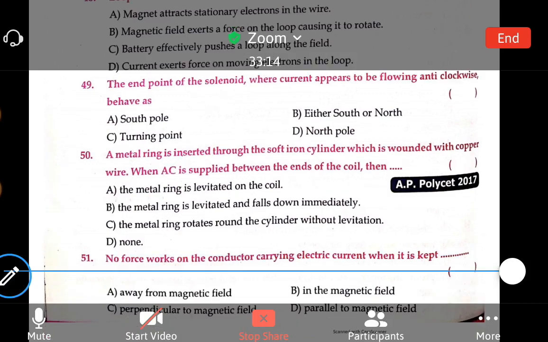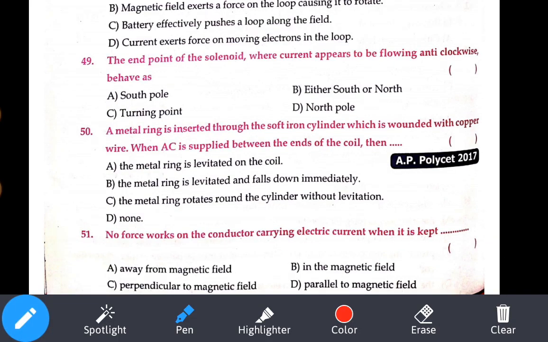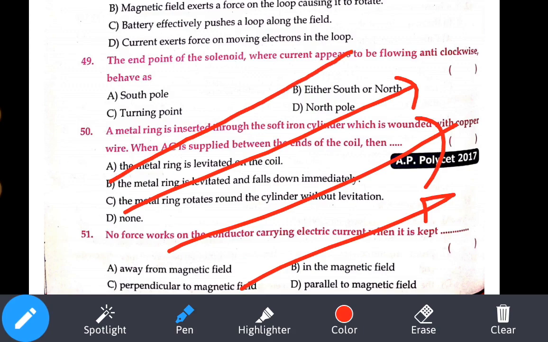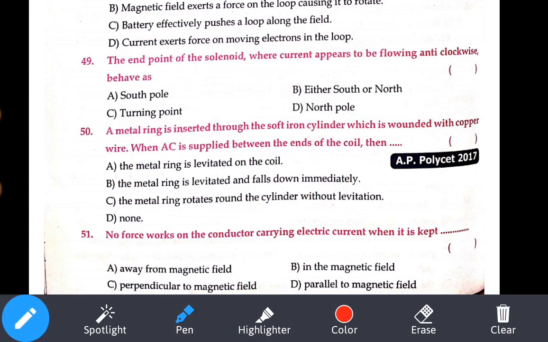51st question. No force works on a conductor carrying electric current when it is kept how? No force will be applied on the current carrying wire if it is placed parallel to the magnetic field. With this we have completed 51 questions.